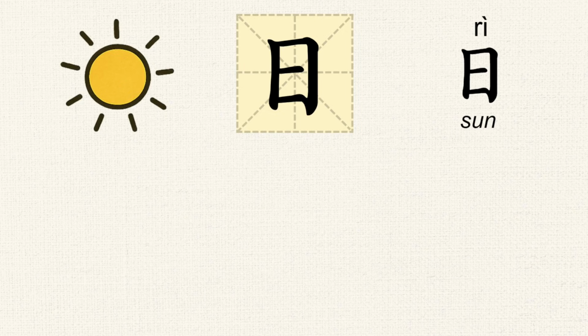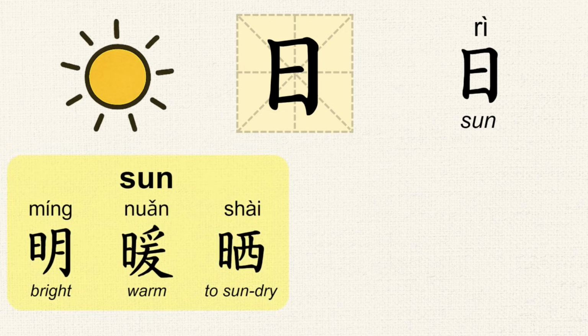So lots of characters that contain 日 also relate to the sun. For example, 明, which means bright, 暖, which means warm, as in 暖和, or 晒, which means to sun dry or to bask in the sun, often called 晒太阳.